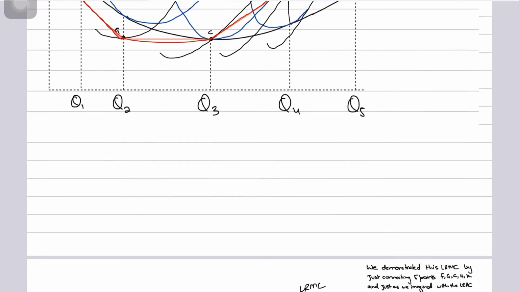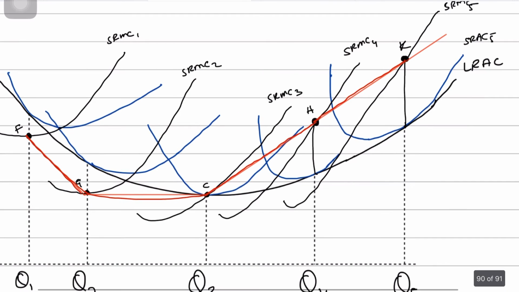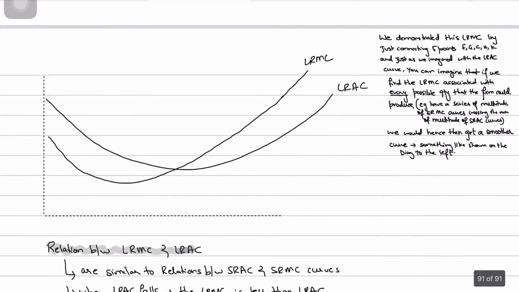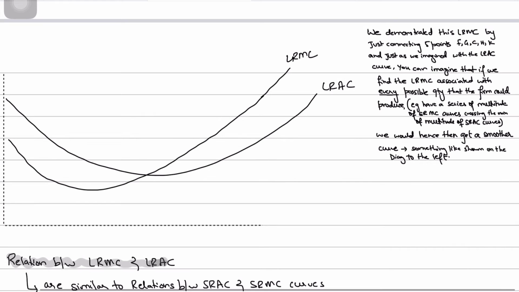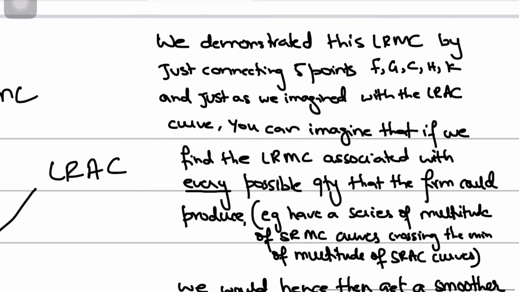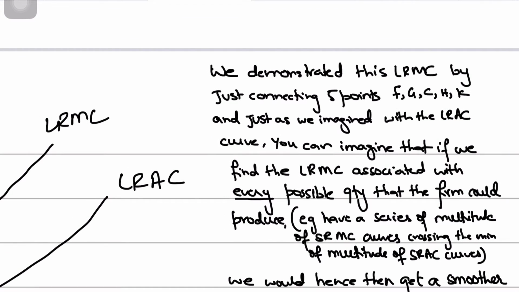So guys, moving forward, that's how you basically derive your long run marginal cost curve, by connecting these points, right? Now guys, we demonstrated this long run marginal cost curve by just connecting these 5 points: F, G, C, H, and K. And I want you to imagine right now, just like we imagined with the long run average cost curve, that you can imagine it for the long run marginal cost as well, in order to create the long run marginal cost curve.